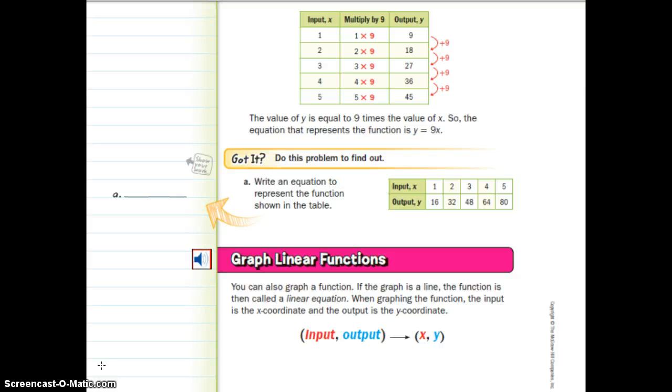So if we have a linear function, we can graph a linear function. We do that by ordered pairs. So my ordered pair is input, comma, output, which is x, comma, y. And again, when we look at a graph, your x is horizontal and your y is vertical. Why? Because y has a tail.